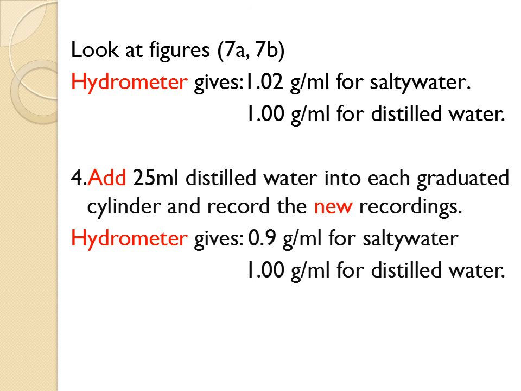What are they? They give 0.9 gram per milliliter for the salty water and 1.0 gram per milliliter for distilled water. What can we conclude here? Look at the recordings and think what the conclusion is, or what changes happened here.